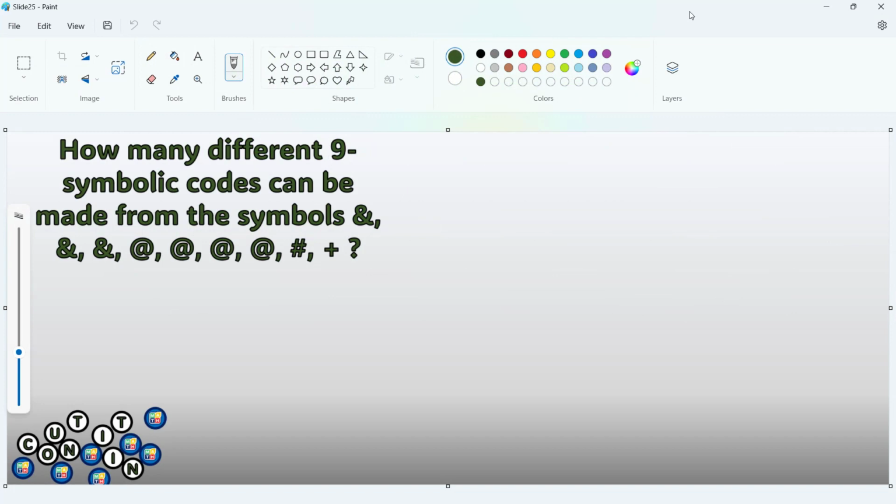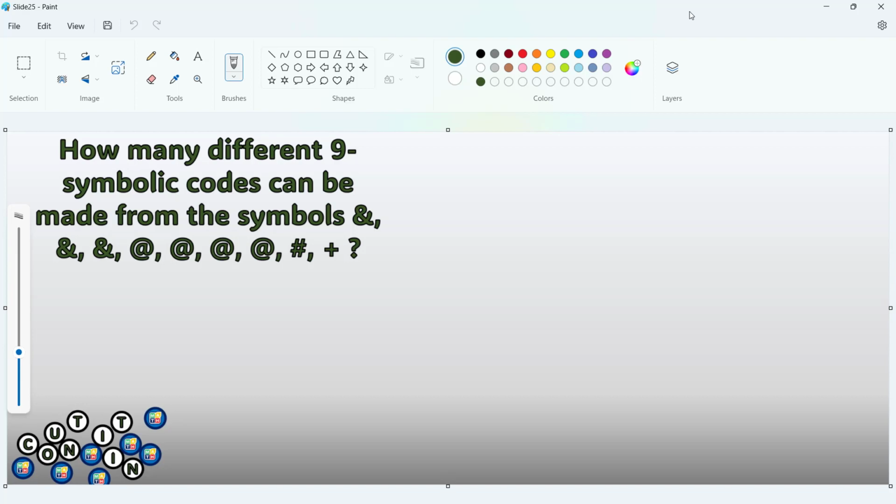How many different 9-symbol codes can be made from the symbols ampersand, ampersand, ampersand, @, @, @, @, hashtag, and plus sign? Here we are to come up with the possible total number of arrangements that we could do. However, if we talk about arranging all of this, take note that there are 3 ampersands and there are 4 @.